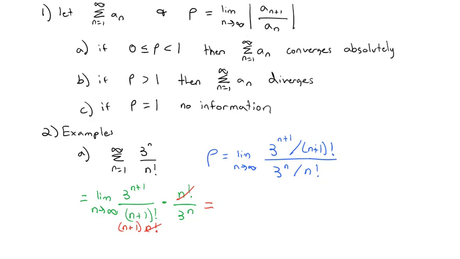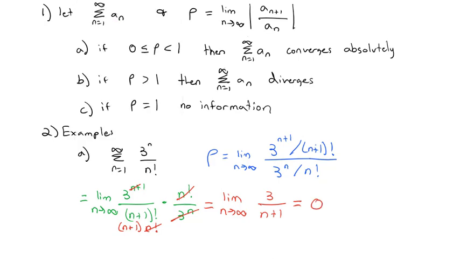With the 3's, 3 to the n plus 1 over 3 to the n, we can subtract the exponents, and the 3 to the n divide out, and we're just left with 3. So we have now the limit as n goes to infinity of 3 over n plus 1. And we know as n gets huge, this becomes 3 divided by a huge number, which is 0.